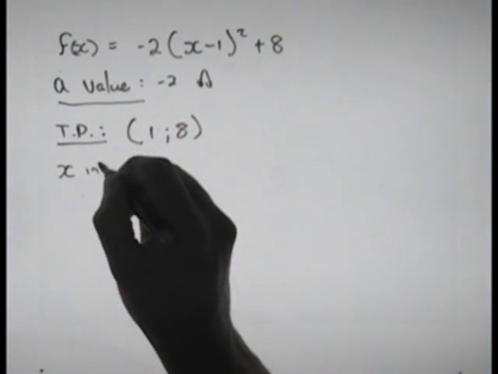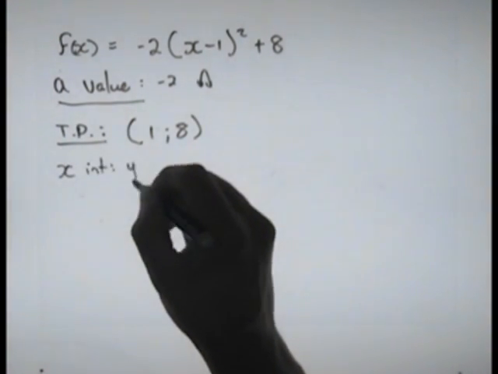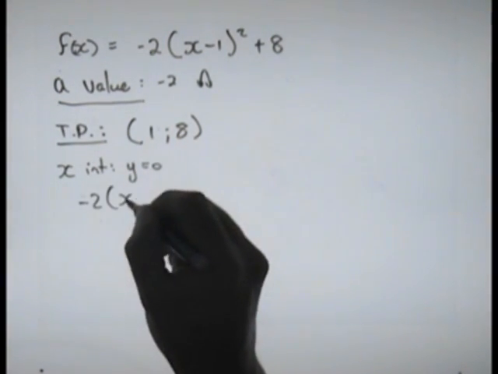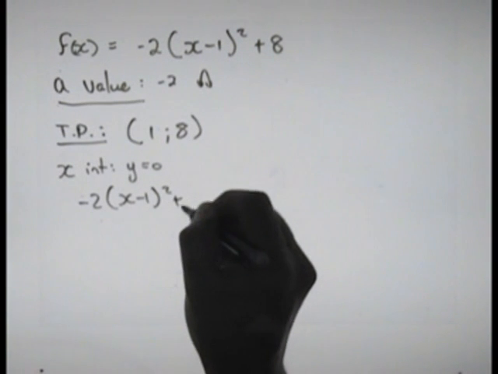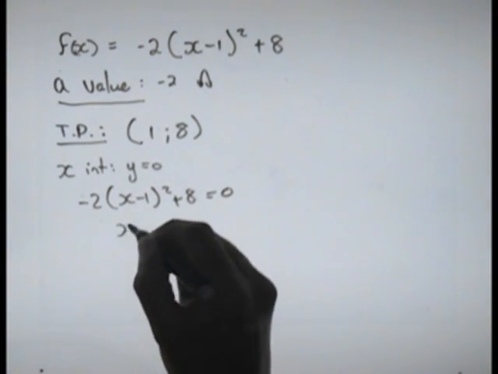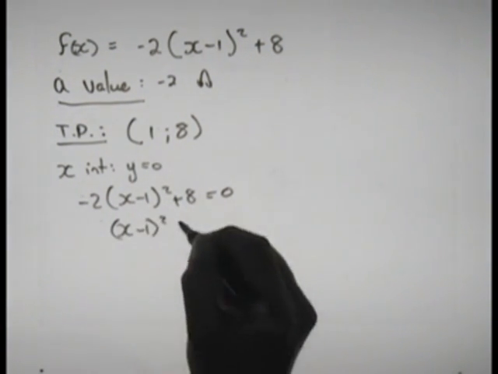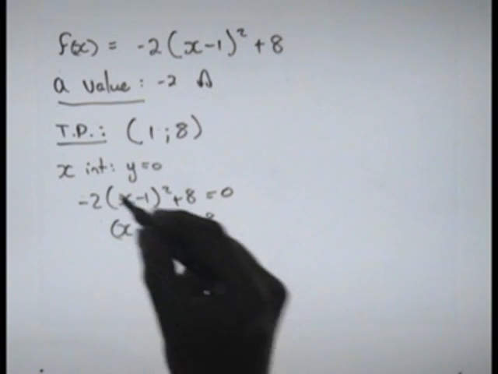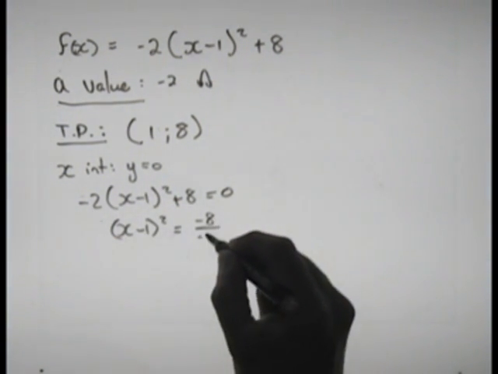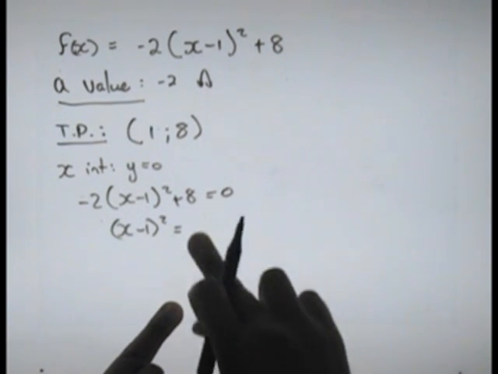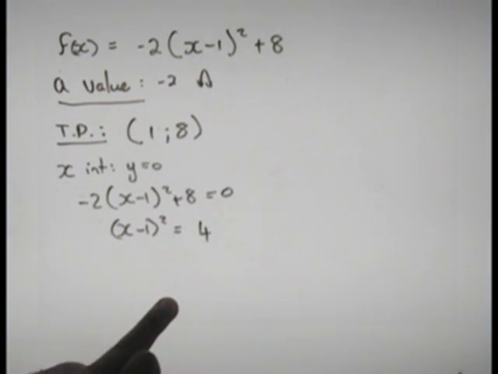Then I look for my x-intercepts, which happens when y is equal to 0, which means that -2(x - 1)² + 8 is equal to 0. That means that (x - 1)² is equal to, take the 8 across, it becomes -8, divide through by the -2. -8 divided by -2 is equal to +4.